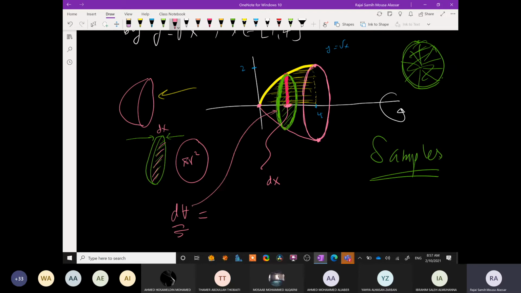This volume is equal to what? It is pi, the radius squared, multiplied by the thickness, which I call t. So the thickness is dx, I know what that is, and then the r. So let's look at the r. What is this r here?